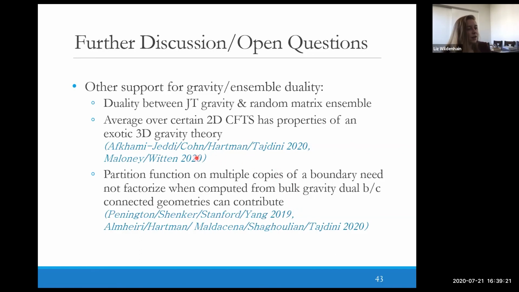And then there's another puzzle that appears in some of these replica calculations called the factorization problem, where if you're computing these entropies using the RT prescription and frame it in the replica wormhole language, then you find that the partition function on multiple copies of a boundary, which appear in the replica trick, doesn't need to factorize when you're computing the entropy from the bulk gravity dual, because you have contributions from connected geometries. And that seems to provide independent support, or maybe related support, for a gravity ensemble interpretation.